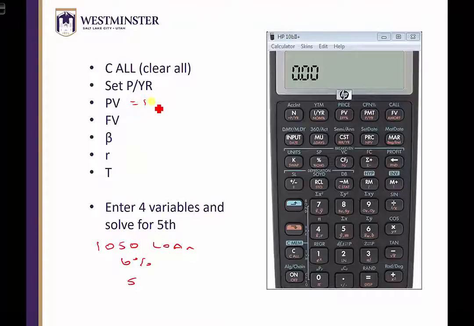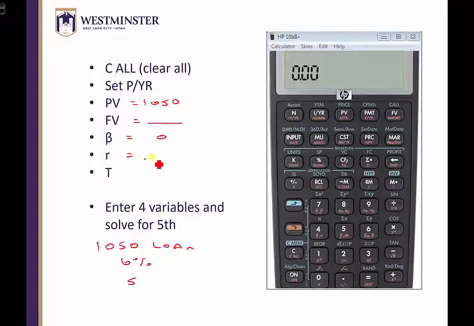I know that I've got a present value of $1,050. It's positive because it's money I'm getting. It's a loan I'm receiving. I don't know what future value is. My payment, I'm going to say, is 0. I'm not making payments each period. I'm just going to have some lump sum payment that I have to make at the end of the period.